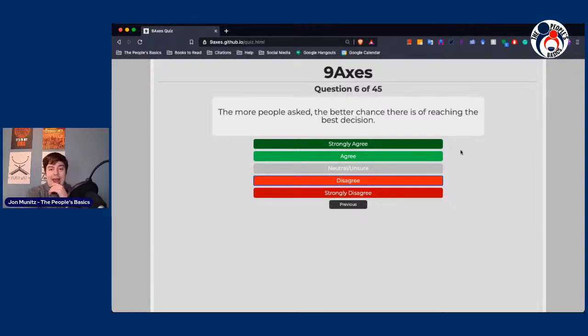The more people asked, the better chance there is of reaching the best decision. I generally agree with this, generally, but it is not perfect. And it largely depends on the issue. There are certain things that are easier for people to understand, don't require as much subject matter expertise, and they can be good decision makers on.